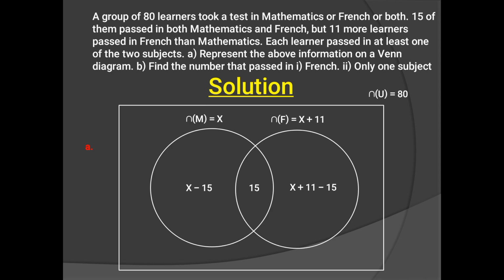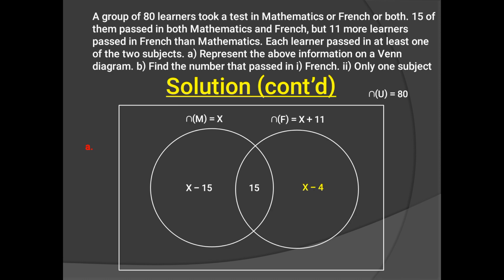So our final diagram becomes X minus 15, 15 here, and then X minus 4 here. Not forgetting the top ones over here. So this is our part A, this is our Venn diagram. It's very simple and straightforward.